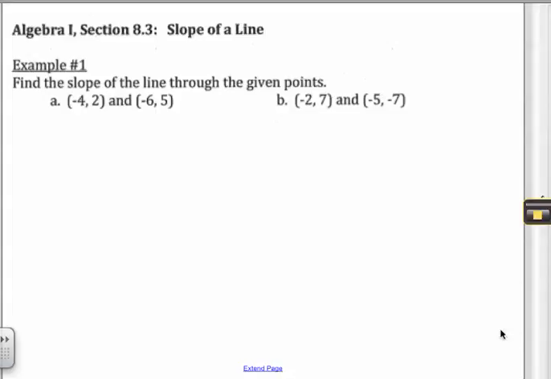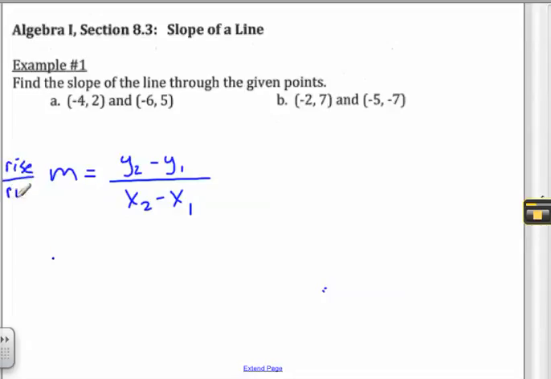Okay guys, today we're just talking about the slope of a line. We did this all last year, we know this. Just to remind you though, M stands for slope. Slope is always equal to y sub 2 minus y sub 1 over x sub 2 minus x sub 1. Remember guys, it's rise over run, and y gives us the rise. X gives us the run. So we always put the y's on top.